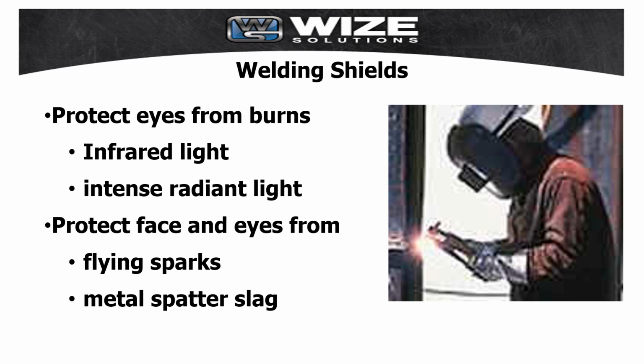Constructed of vulcanized fiber or fiberglass and fitted with a filtered lens, welding shields protect eyes from burns caused by infrared or intense radiant light. They also protect both the eyes and face from flying sparks, metal spatter, and slag chips produced during welding, brazing, soldering, and cutting operations. OSHA requires filter lenses to have a shade number appropriate to protect against the specific hazard of the work being performed in order to protect against harmful light radiation.